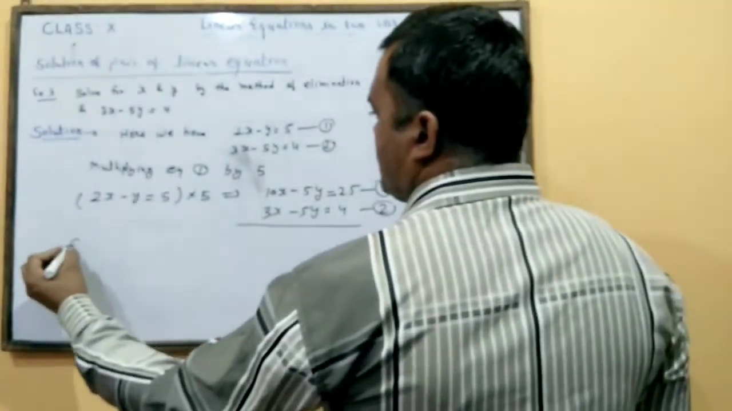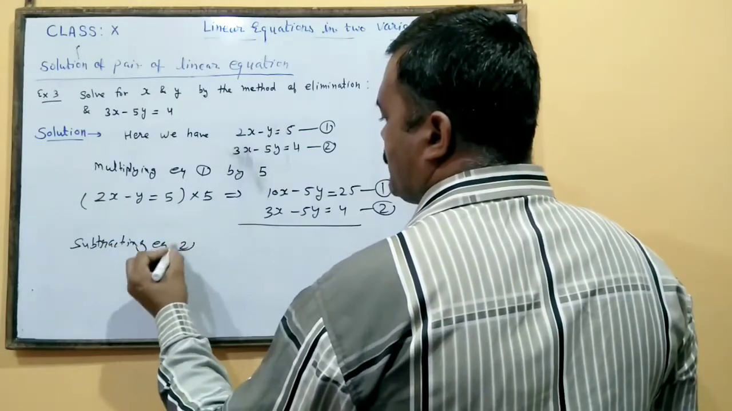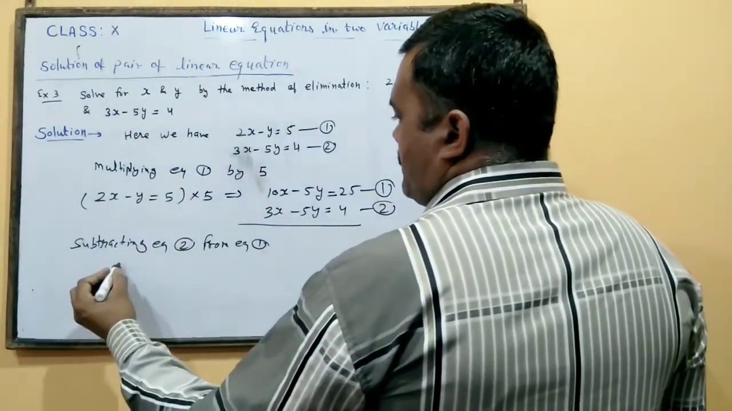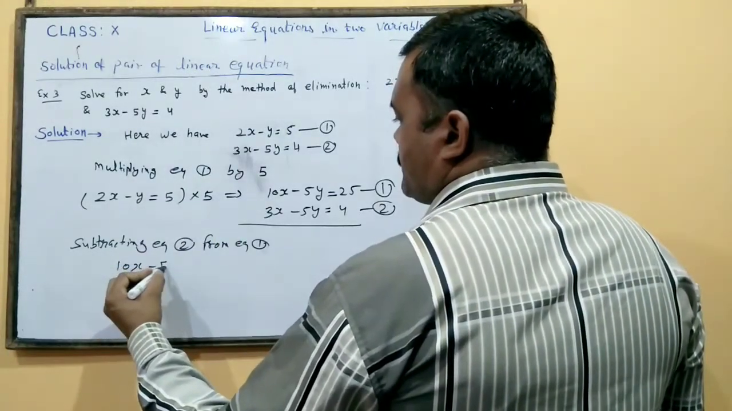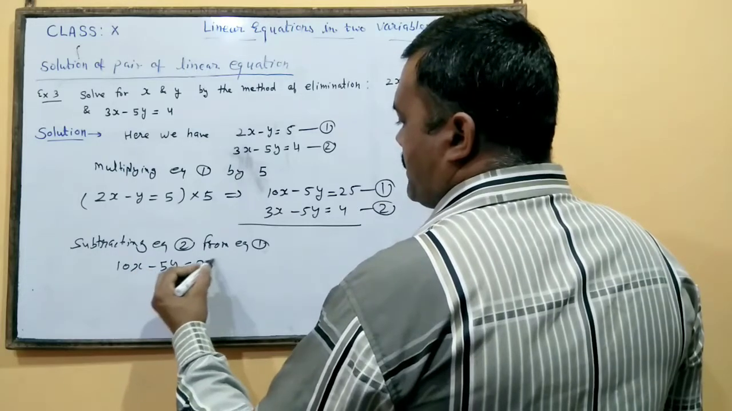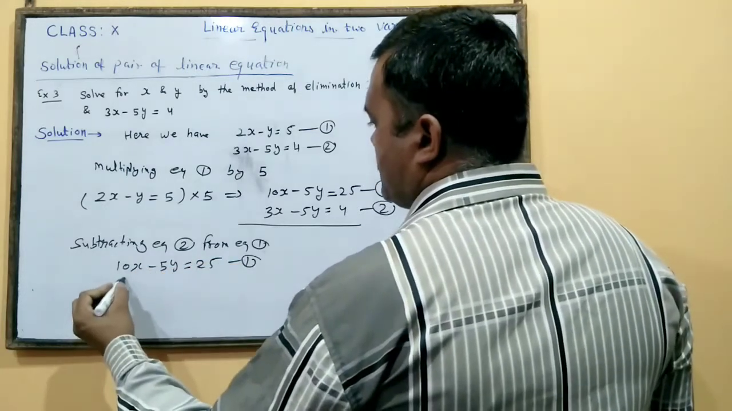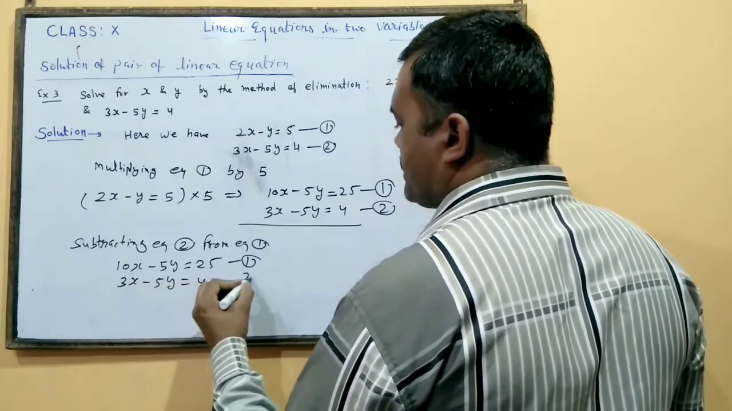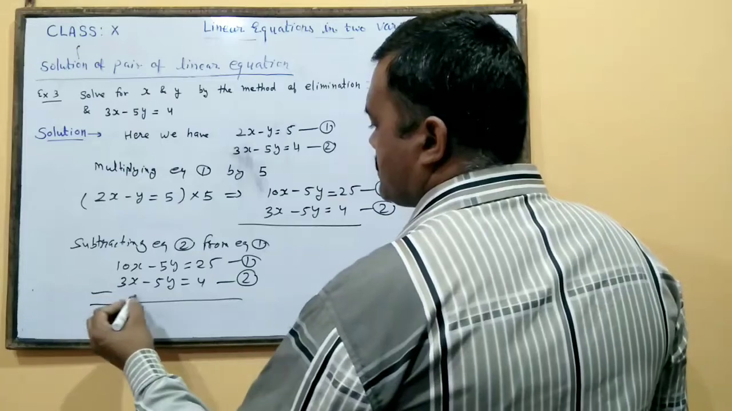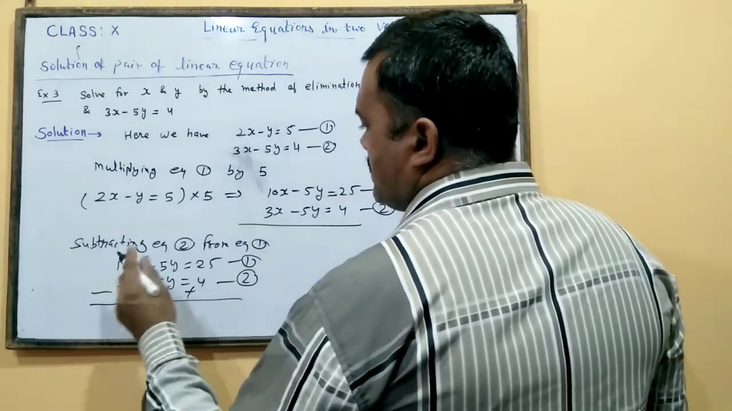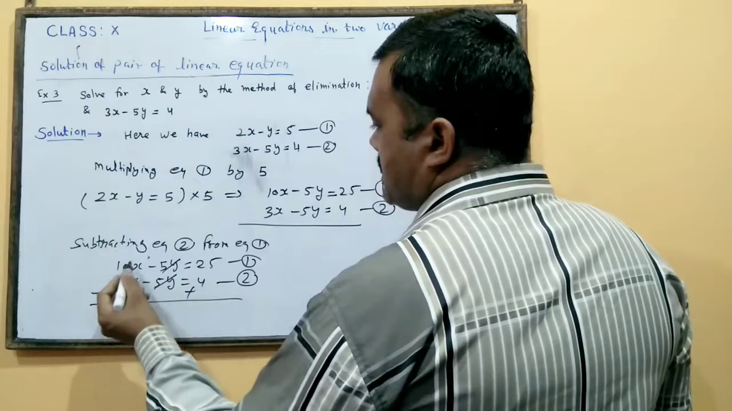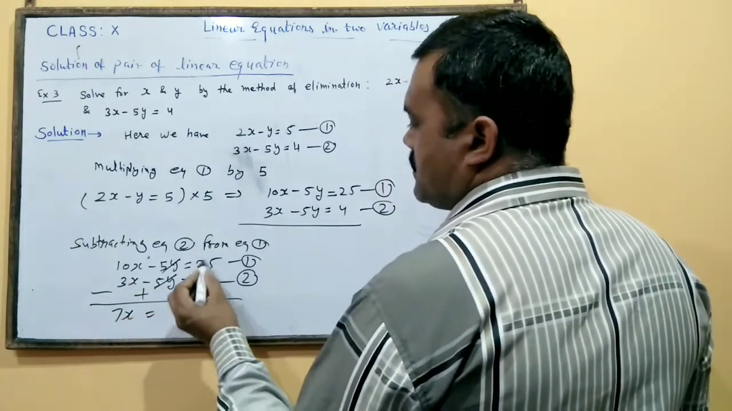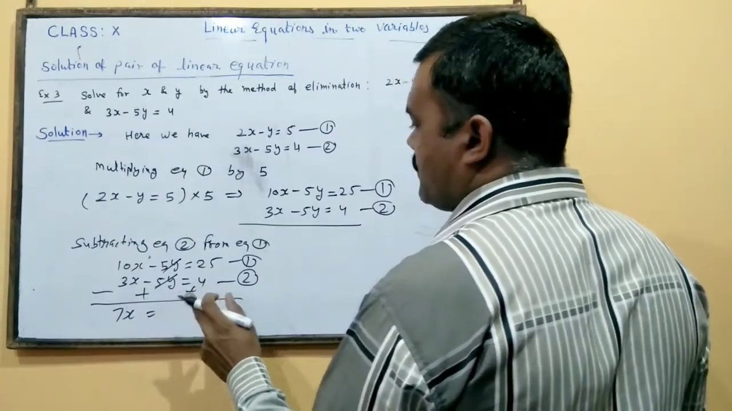Subtracting, you can write subtracting equation 2 from equation 1. So we will have 10x minus 5y is equal to 25, equation 1, and 3x minus 5y is equal to 4, equation 2, and you need to subtract, so the sign will get changed, and this 5y will get cancelled, and 10 minus 3 will be 7x is equal to 25 plus 4.